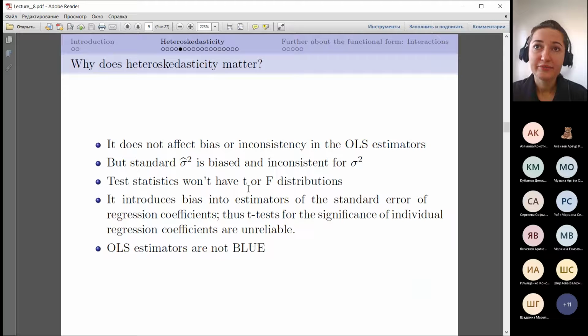But I want to add to the first point that your coefficient will be unbiased, and also you can use R squared and adjusted R squared indicators, because they will also be unaffected by the presence of heteroskedasticity in your model. The key point is that population R squared is based on unconditional variance, and because of this population R squared will be unaffected.